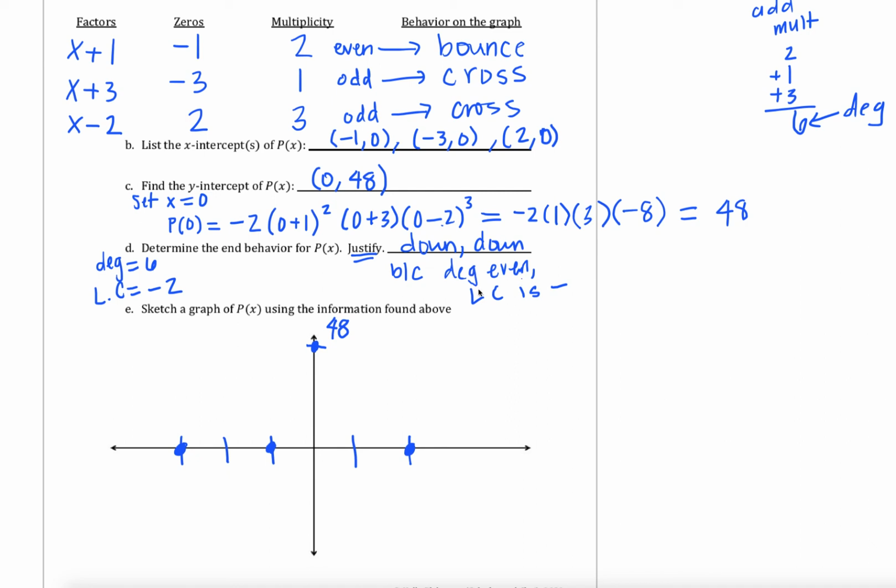So our end behavior is down and down, which means to the far left we go down and to the far right side we go down as well. So why don't you guys pause the video and add in that end behavior for us, and then we'll check it together.